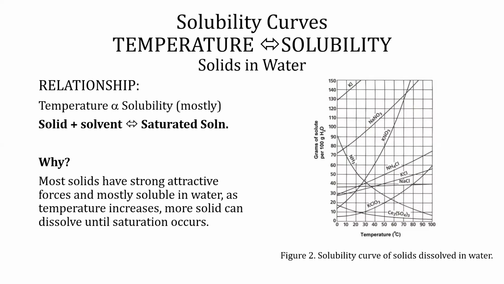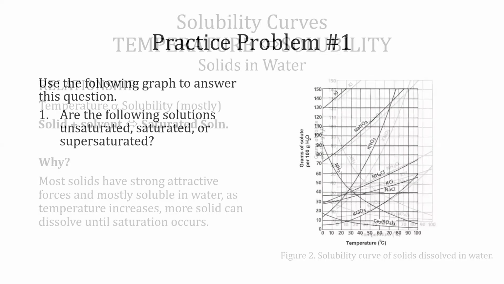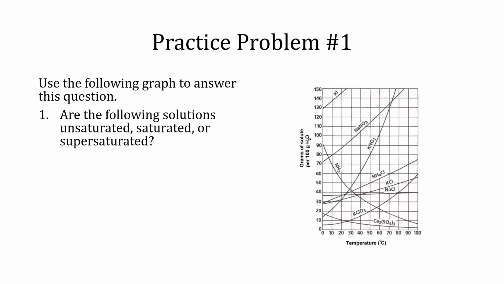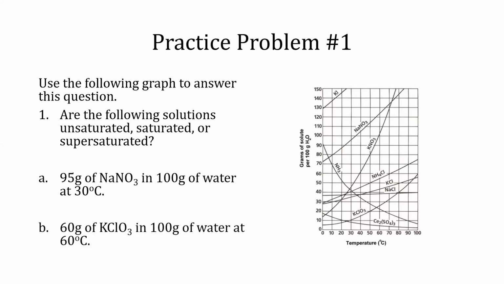Let's look at some problems involving the solubility graph shown to the right. Practice problem 1 is, use the following graph to answer this question. Are the following solutions unsaturated, saturated, or supersaturated? A, 95 grams of NaNO3 in 100 grams of water at 30 degrees Celsius, and B, 60 grams of KClO3 in 100 grams of water at 60 degrees Celsius.